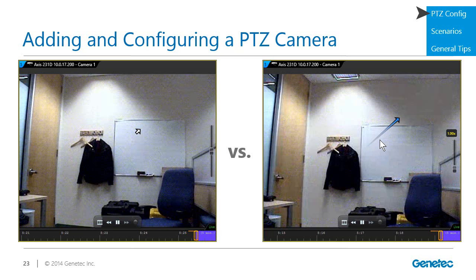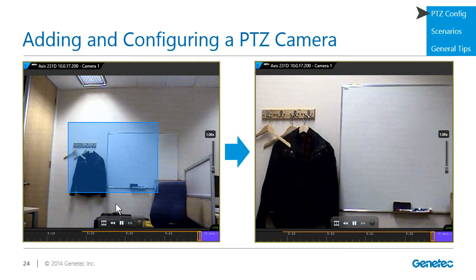You also get additional controls like being able to click anywhere in the image to center the PTZ view on that point. You can also click and drag a box in the view, and the PTZ will center on that box and zoom in until the box fills the tile.